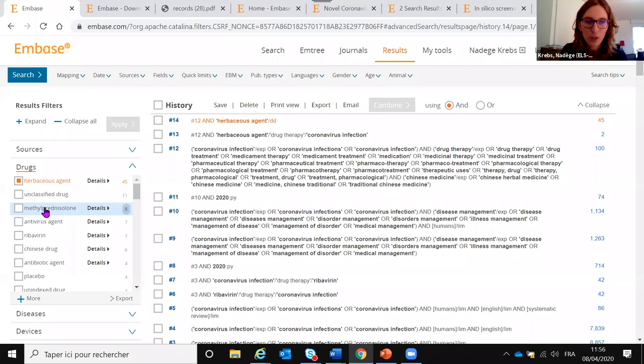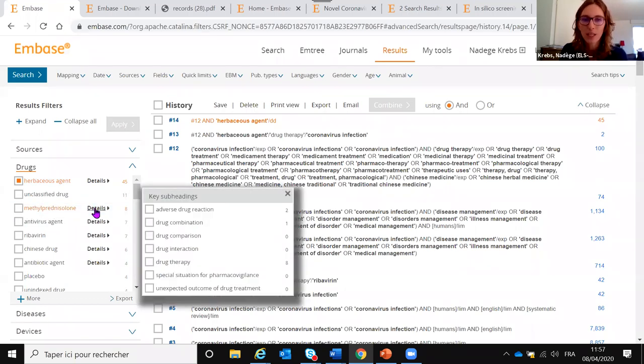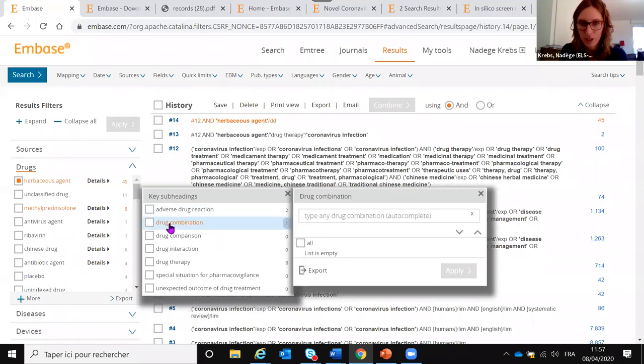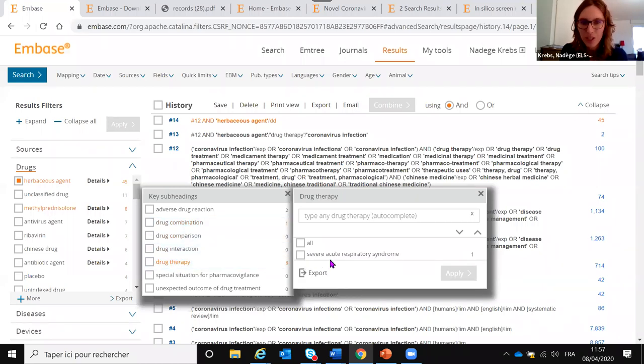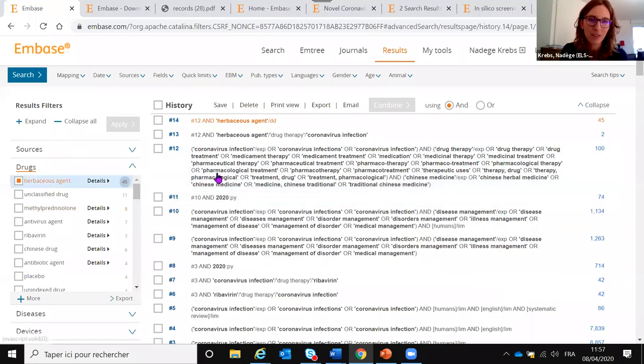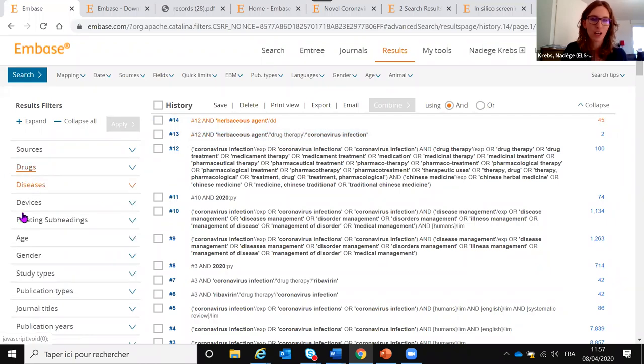They can also be prednisolone. And here, if I click on prednisolone, I can see, okay, was it combined maybe with a herbaceous agent? No, it was not. Was it used as a therapy? Yes, for the acute respiratory syndrome. So you can navigate from one batch of articles to another. You can always use this triple link to see really the relationship between a disease and a drug.